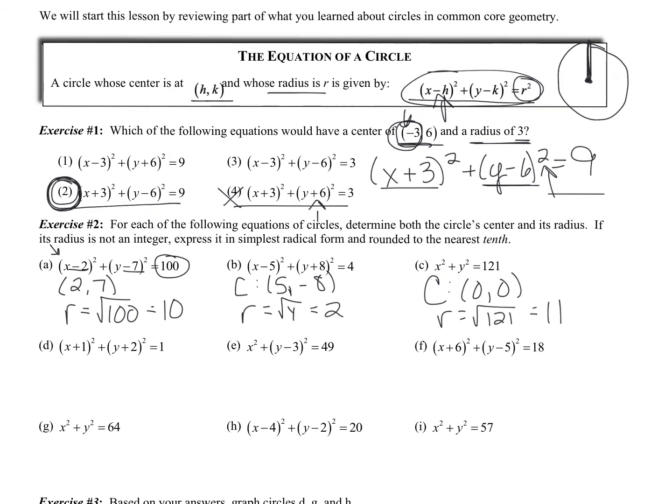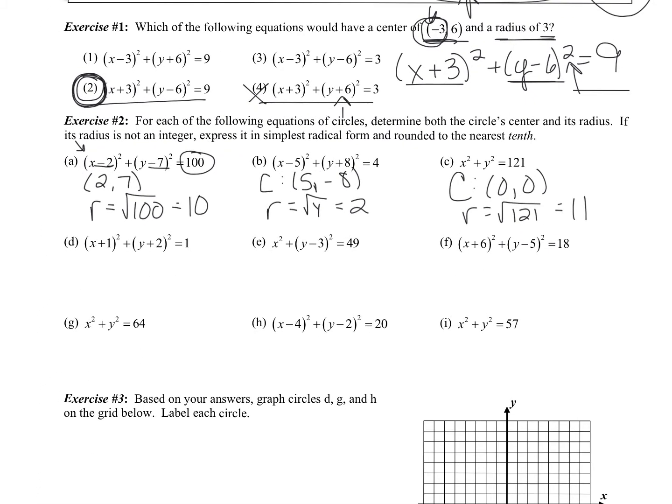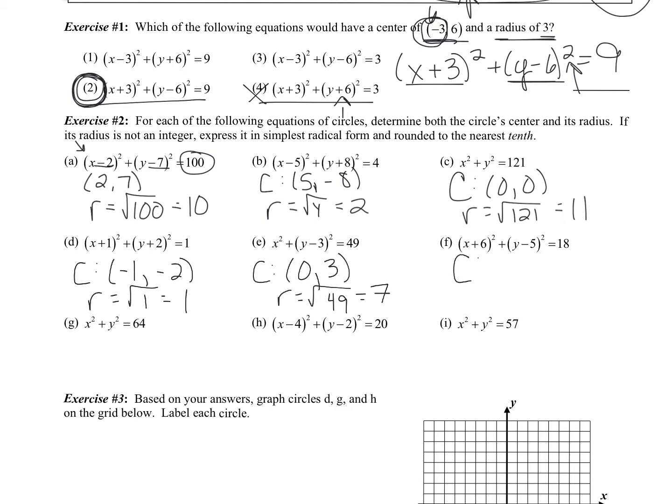Moving down the page a little bit, we have 6 more, and at this point you should definitely try them. Just do them quickly. Center (-1, -2). Radius is the square root of 1, which is 1. Center here is 0 for x, +3 for y, and the radius is the square root of 49, which is 7. Center (-6, +5). The radius here is the square root of 18. This is the first one where I don't have a perfect square. That's square root of 9 times square root of 2, which is 3 square roots of 2.